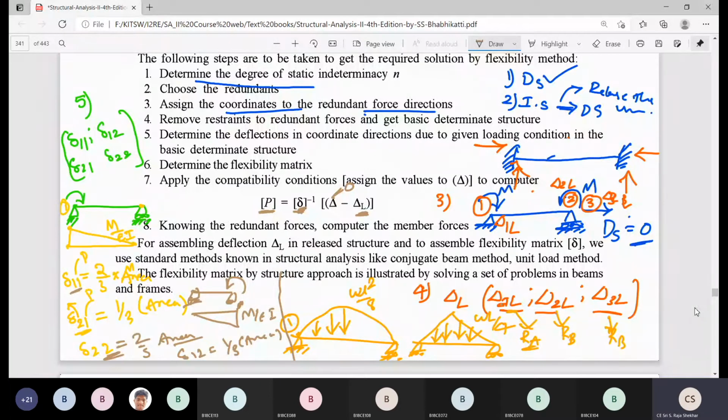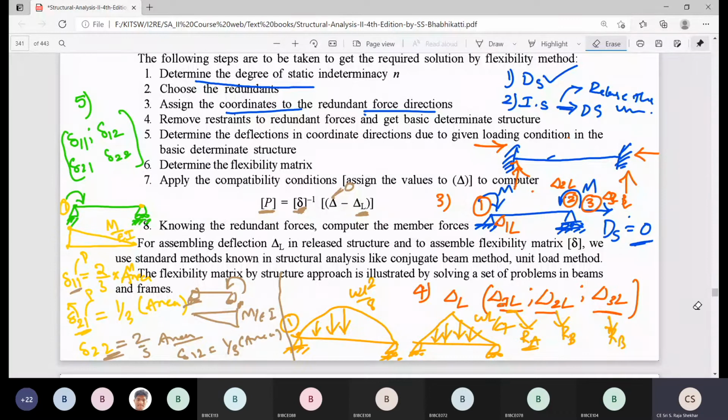If you use the conjugate beam method, this will be the procedure. If you use the unit load method, then the formula will be different for delta 11 and delta 1L. This conjugate beam method is easy and convenient for solving beams. So once again, I'll explain the procedure.